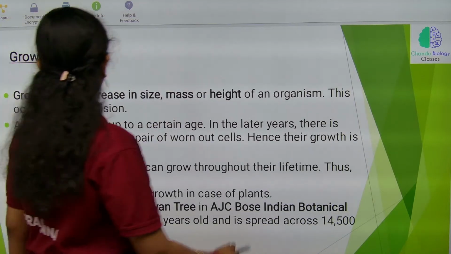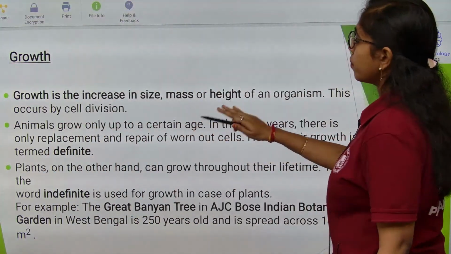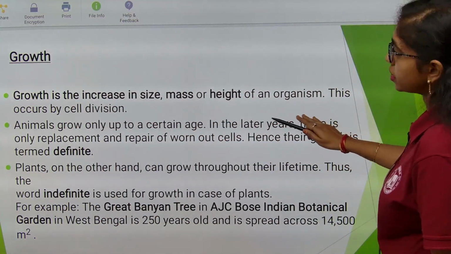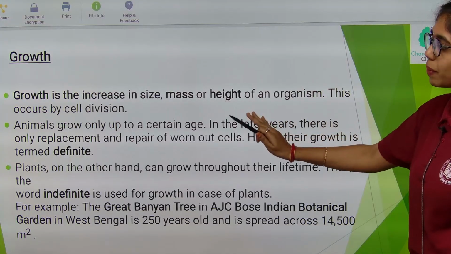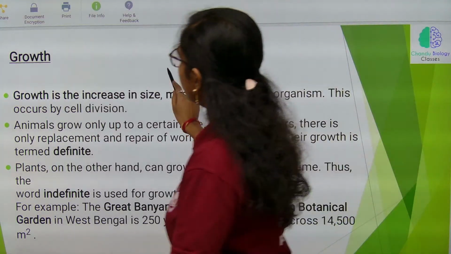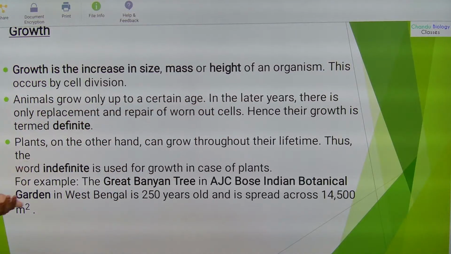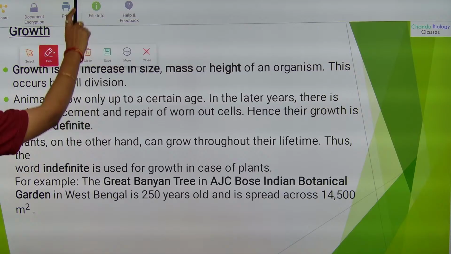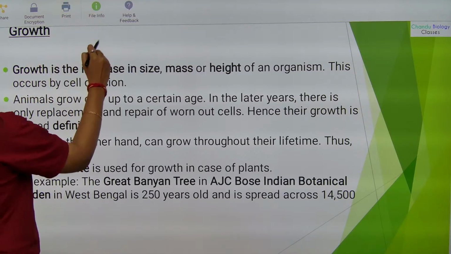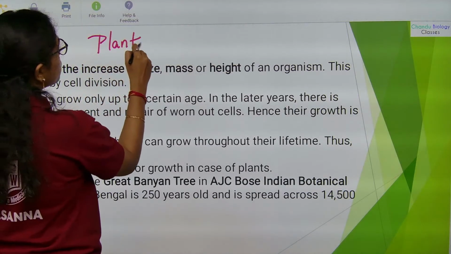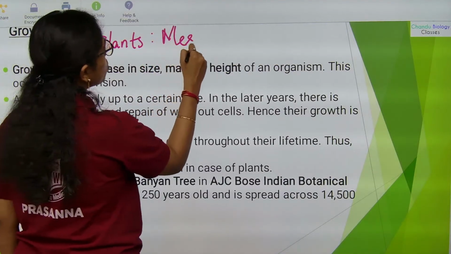Growth is the increase in size, mass or height of an organism. This occurs by cell division. Animals grew only up to a certain age. In later years there is only replacement or repair of worn out cells. Hence their growth is definite. But the growth in plants will be indefinite or indeterminate type of growth. That indeterminate type of growth in plants is because of meristems, is because of meristematic tissues in that.